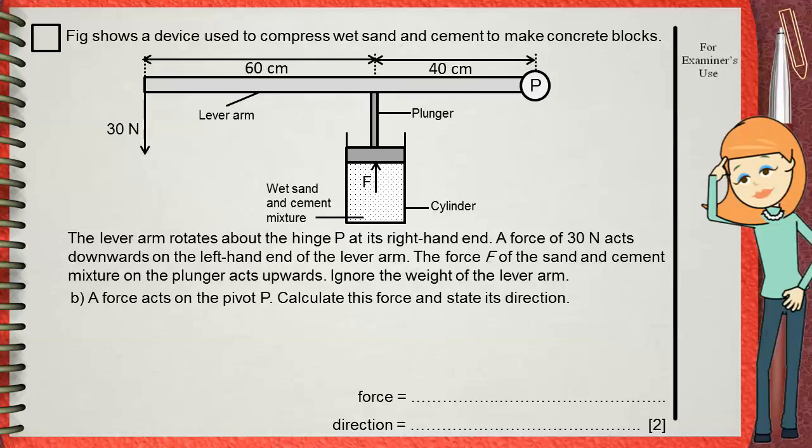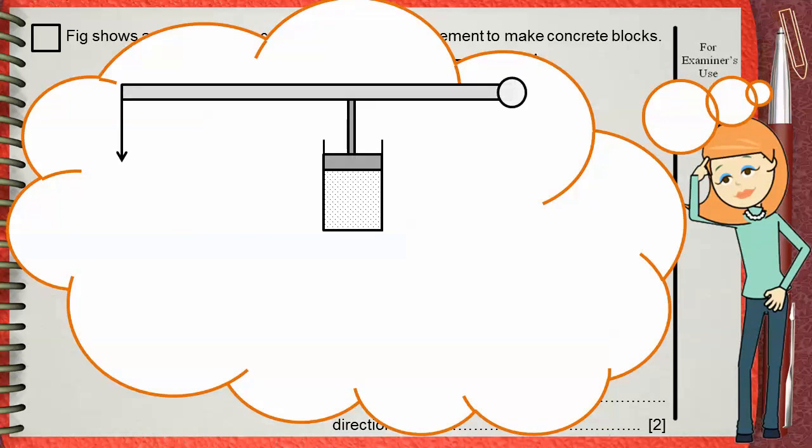In the previous step, we applied only one condition of equilibrium, which is net moments equal 0, or as most students used to say, the total moment clockwise equals the total moment anti-clockwise. The sum of clockwise moments equals the sum of anti-clockwise moments. Applying this condition, we found that the force applied by the plunger is 75 newtons.